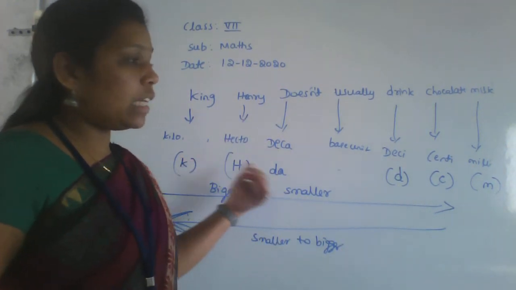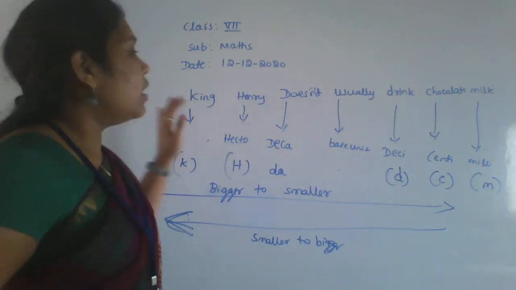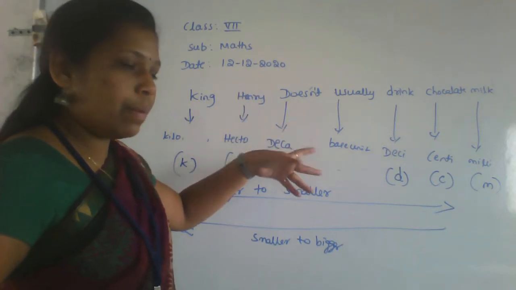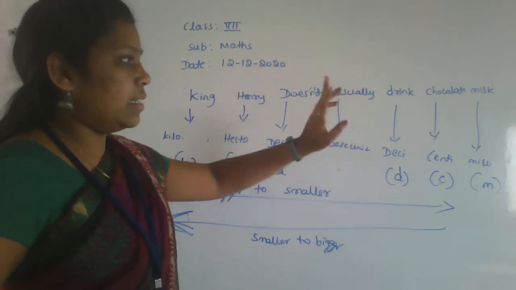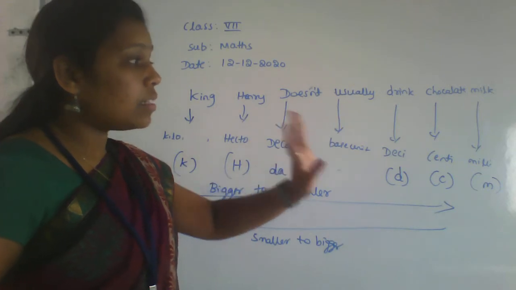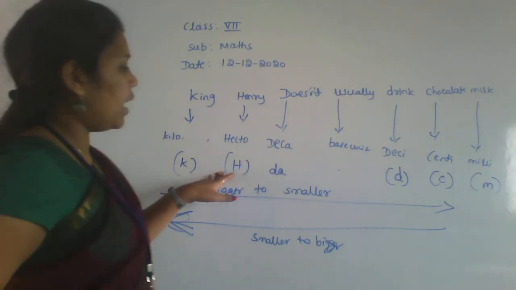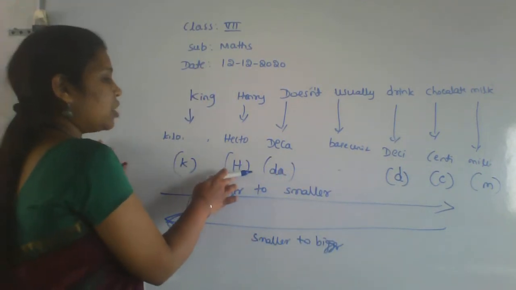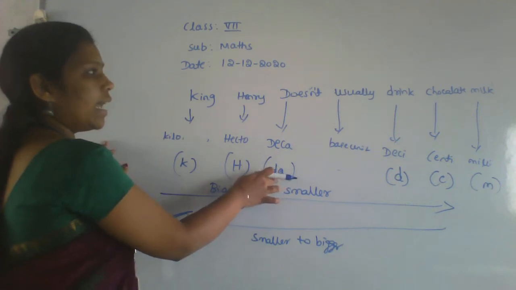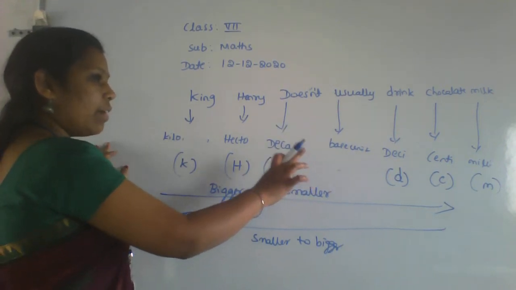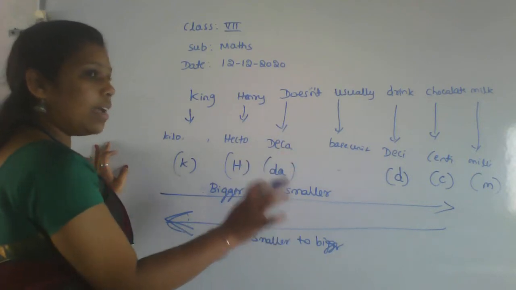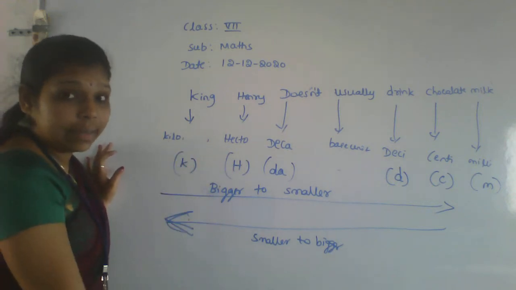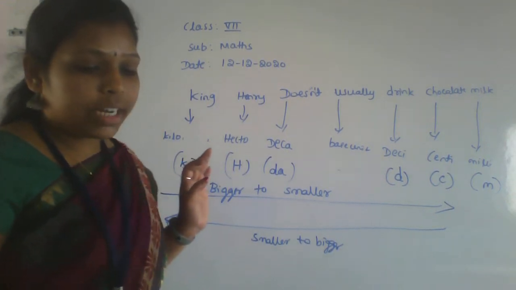To remember all the units they have given us a sentence here. K means kilo, H means hecto, D means deca, U means the basic unit. D means deci, C means centi, M means milli. K, H, DA are the notations. K means kilogram, H means hectogram, DA means decagram, only D is deci, only C means centi, and only M means milli. So these are the notations also.